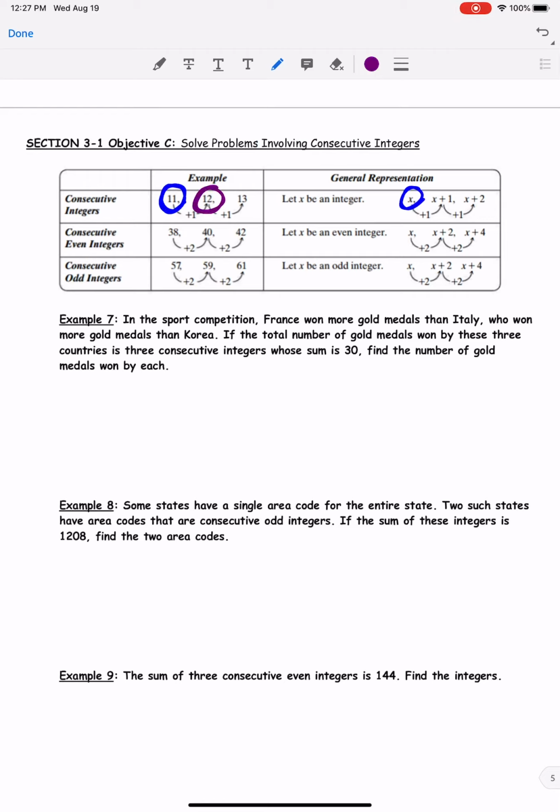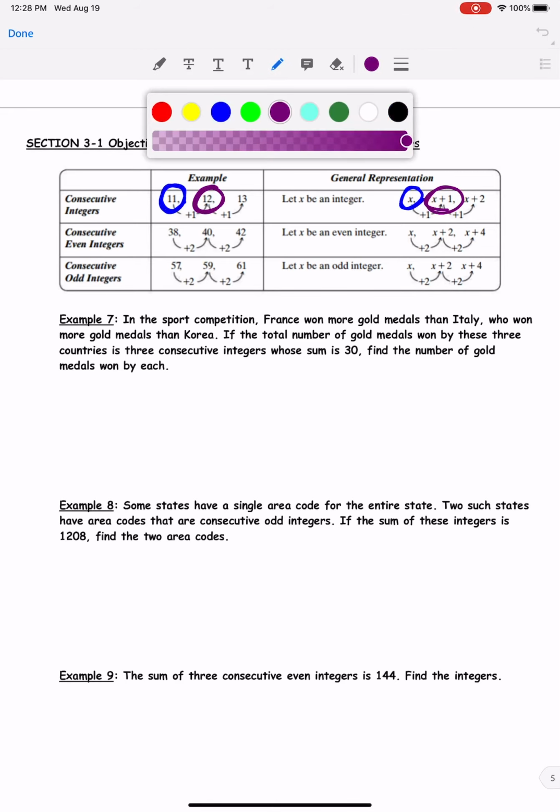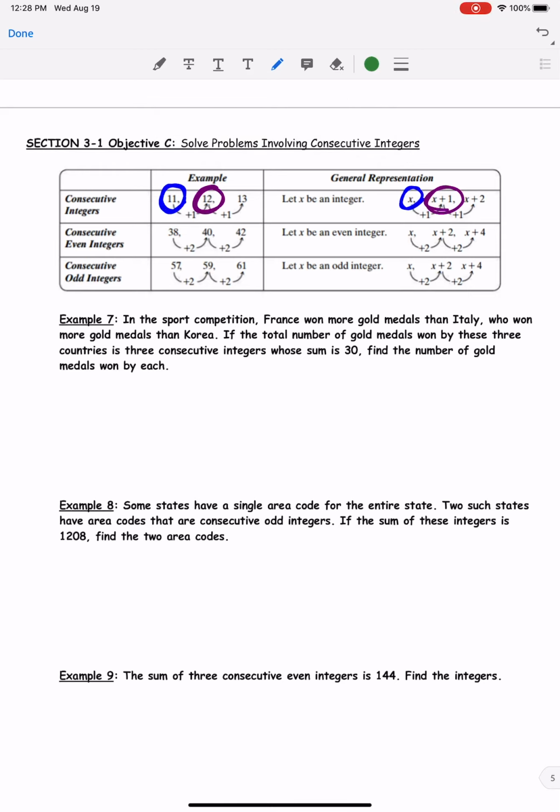So how do you go from 11 to 12? You simply add 1. So same thing over here. If my starting point is x, to get that next consecutive number, we add 1. And so now that is x plus 1. And then if we need a third one, which I think most of them want 3 consecutive, that next consecutive one is 13. Now here's where it gets a little bit tricky.